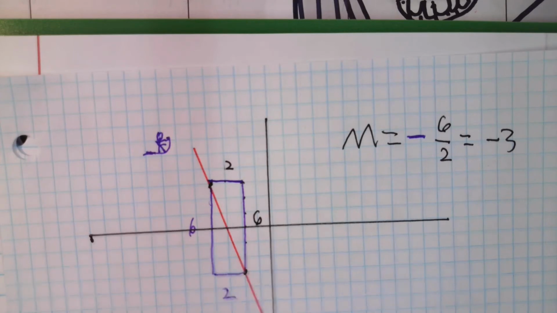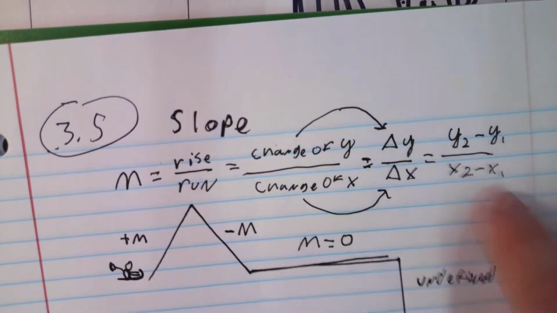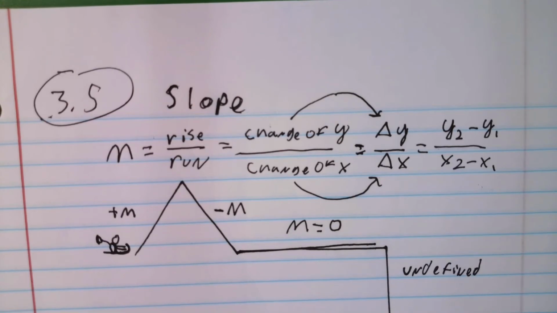The next thing we're going to do, and the last thing we're going to do today, is just go over how to use this formula right here. I'm going to give you 2 points. You're going to tell me the slope. Here's 2 points. 4, 6. 2, 7. You can't see it, but you can imagine what it would be like if you could.